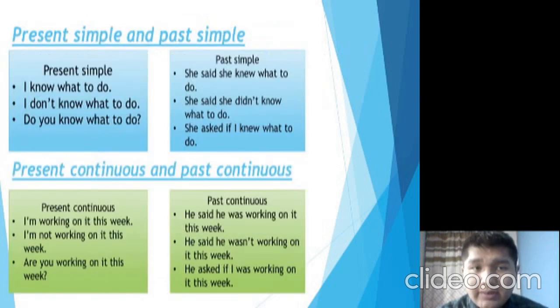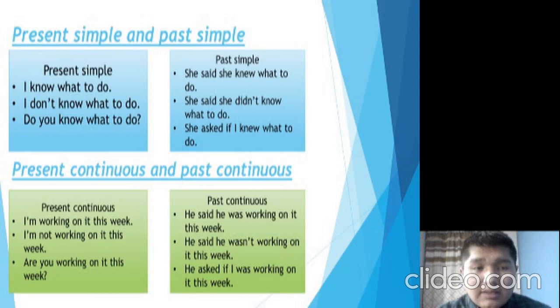Examples: the present simple and past simple. Present simple: I know what to do. I don't know what to do. Do you know what to do? Past simple: she said she knew what to do. She said she didn't know what to do. She asked if I knew what to do.